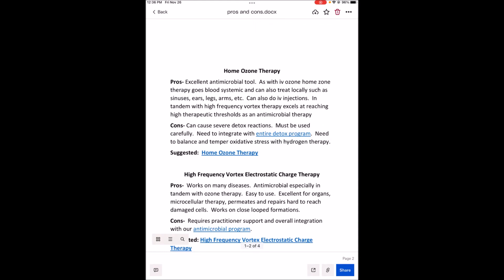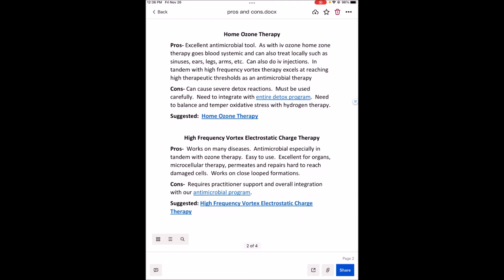A lot of people in the past would only go to a clinic, but it's very easy to do at home, but you need to be trained. It's child's play, actually, the actual doing, once you learn it. So this is an incredible tool to have in your home clinic. The pro is it's amazing at knocking out microbes. It's not 100%, but when you do the rectal insufflation, it goes blood systemic. Then you can do nasal insufflation, ear insufflation.